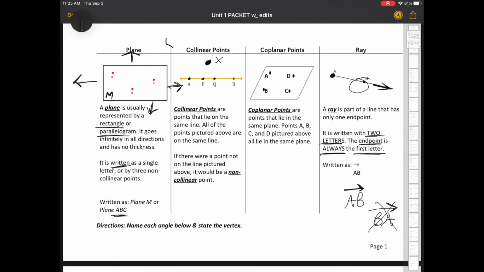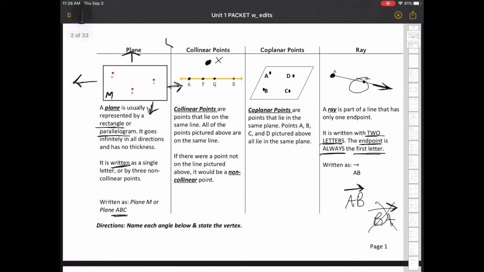So then if collinear means they're on the same line, coplanar probably means something similar, just having to do with planes now. So coplanar points are points that lie in the same plane. So if you look above, points A, B, C, and D pictured above all lie in the same plane. So these are coplanar points.